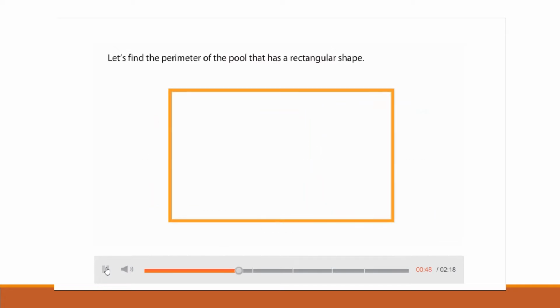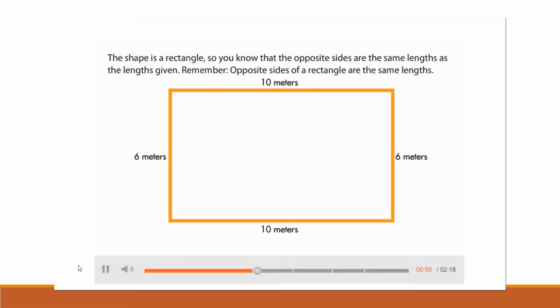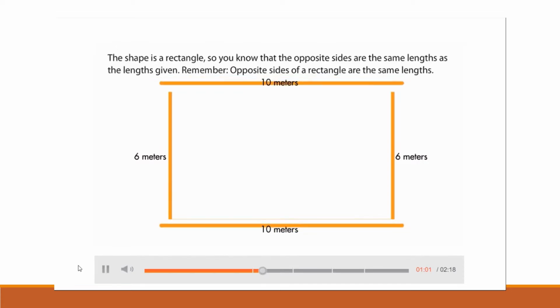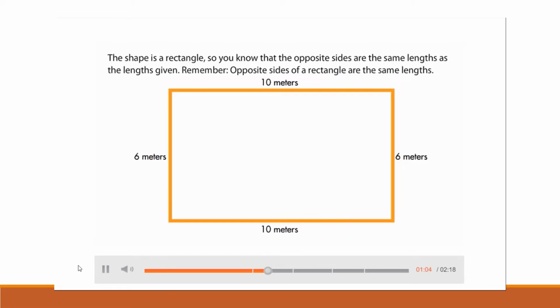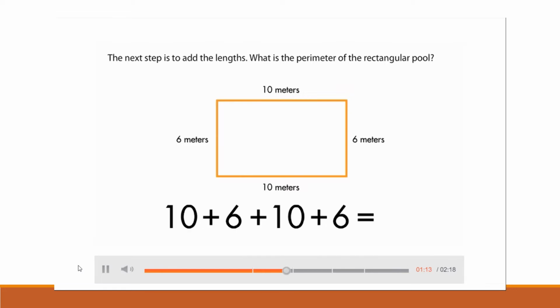Let's find the perimeter of the pool that has a rectangular shape. Where did the new lengths on the rectangle come from? So the original question only had 2 of the sides labeled. So how do we know that this side is 6 meters long and this side is 10 meters long? The shape is a rectangle, so you know that the opposite sides are the same lengths as the lengths given. Remember, opposite sides of a rectangle are the same lengths. The next step is to add the lengths.